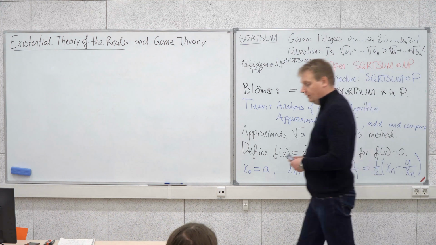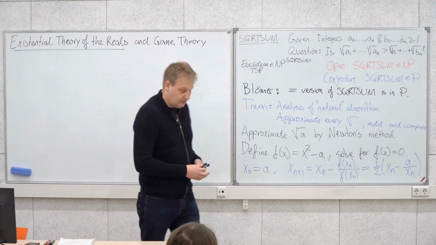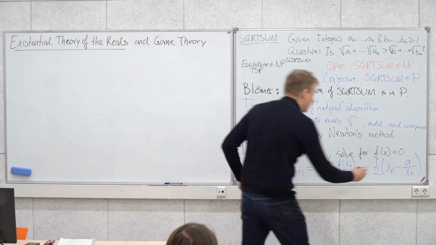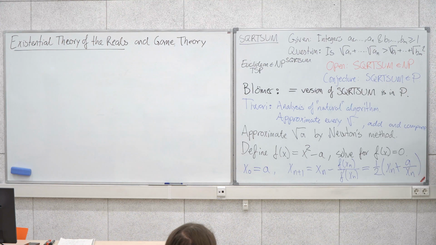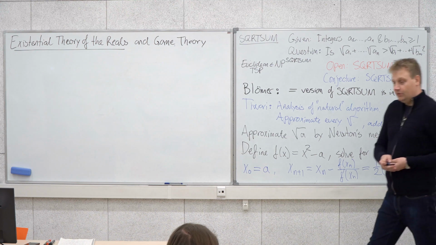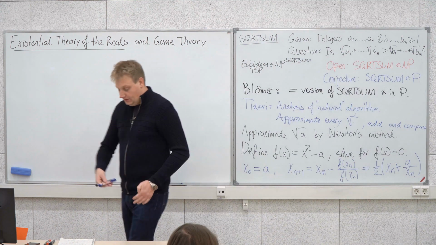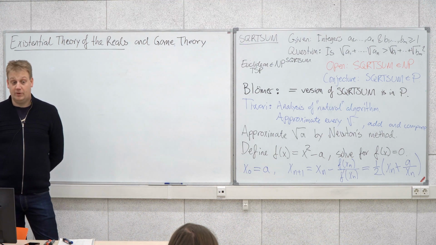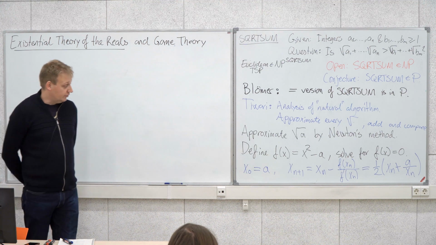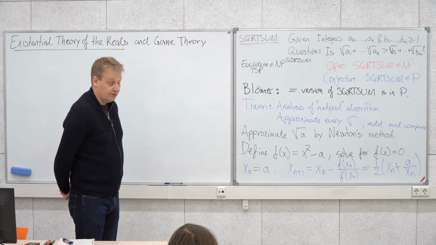So it looks like this. So you take, sorry, I add here. So I take the previous guess, then I add a divided by the previous guess and take the average of these two numbers. So this gives you a series that is converging to the square root of a from above. So it's monotonically decreasing towards the square root of a.